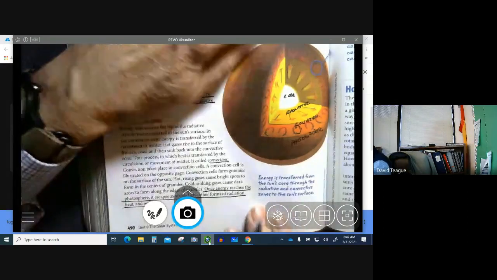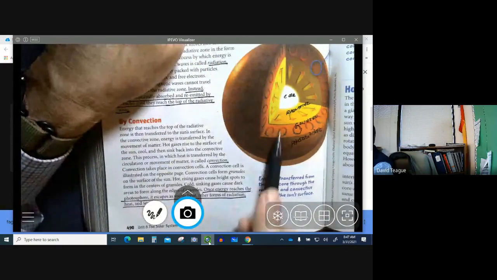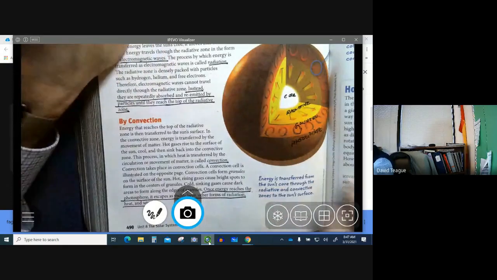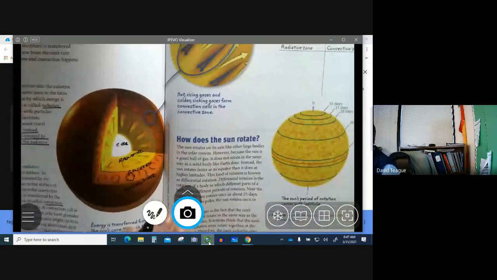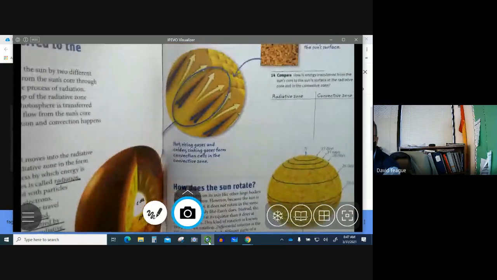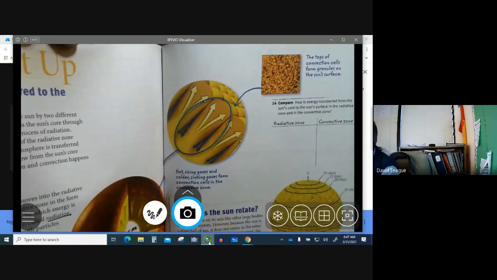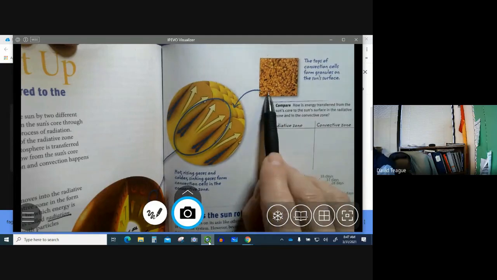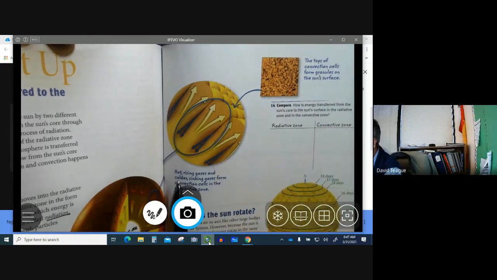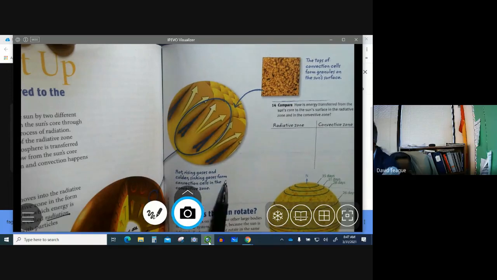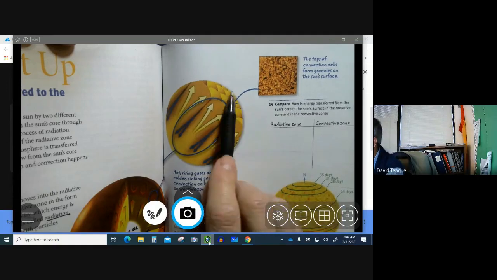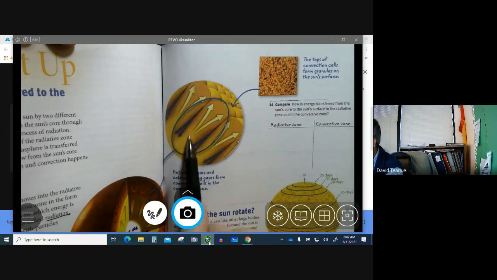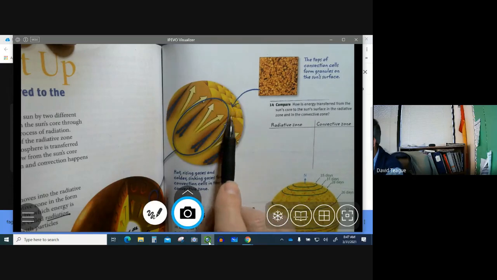Okay. Energy is transferred from the sun, and here's our diagram. Okay, that's bottom of 490. 491. The top of the convection cells form granules on the sun's surface. That's what it looks like. Hot rising gases and colder sinking gases form convection cells in the convection zone. So this is the surface. This is what it's looking like, but this is coming up, coming back down. This is the dark areas here.